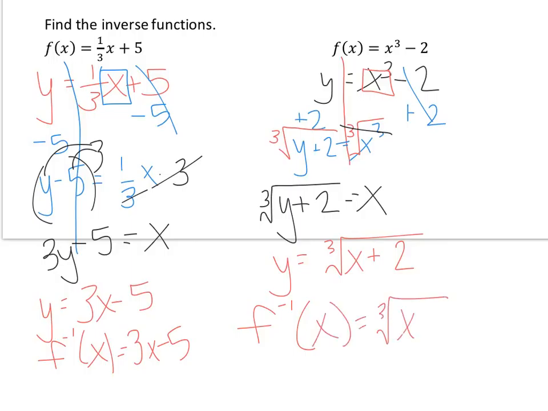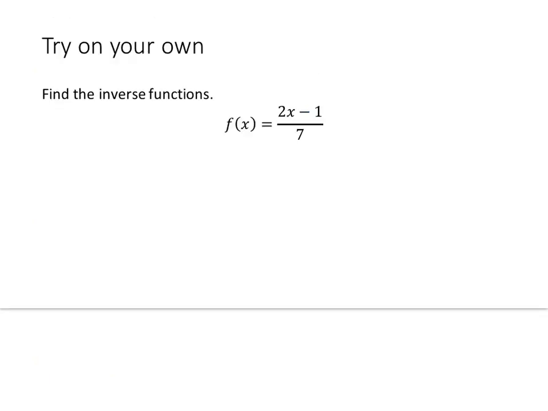Hopefully those steps ring a bell and you kind of remember what you're doing. So you just have one try on your own problem, 2x minus 1 all over 7. You need to find its inverse. Good luck.